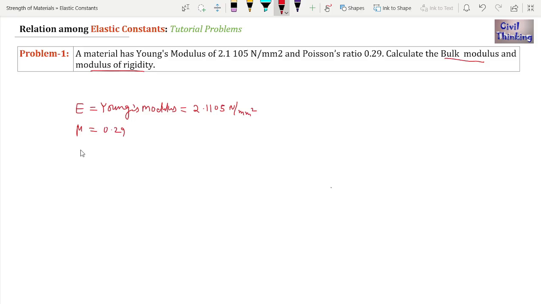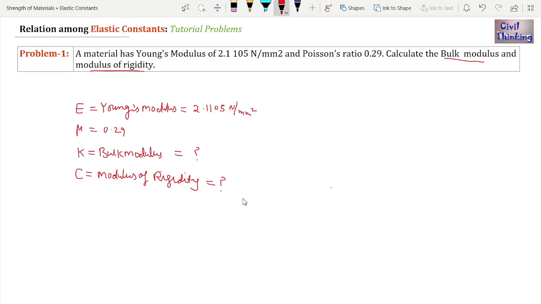Now the bulk modulus is denoted with K, and the modulus of rigidity is denoted with C, and some textbooks denote it with G. I will denote it with C. It is the modulus of rigidity. Now we have to find this K, bulk modulus, and the modulus of rigidity C.